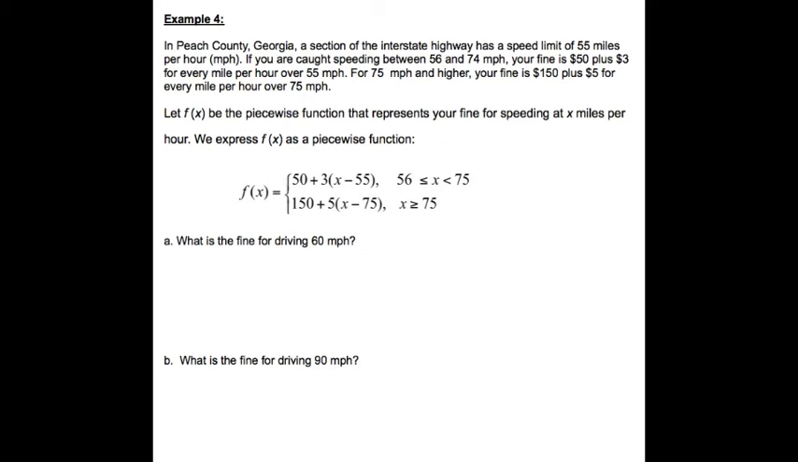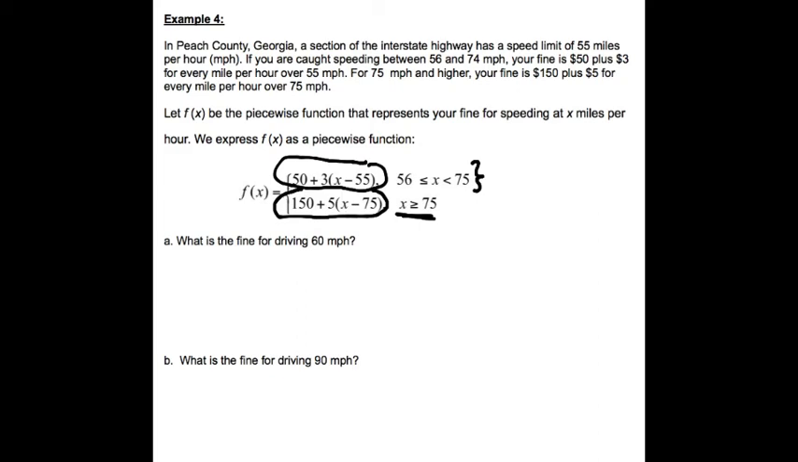So if you are traveling between 56, including 56 miles per hour, and 75, so anything between 56 up to 75, then our function is 50 plus 3 times (x minus 55). If you are traveling at 75 miles per hour or over, we're going to use this other function, 150 plus 5 times (x minus 75). Okay, so depending on how fast you're traveling, we're going to use a different function to calculate the fine.